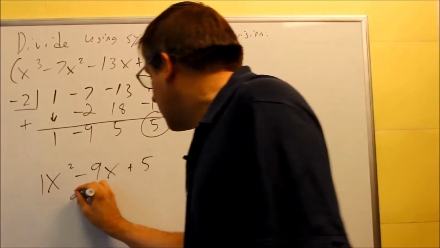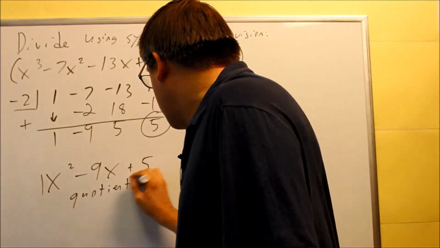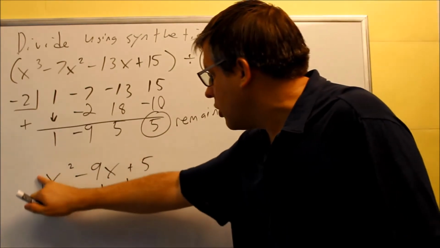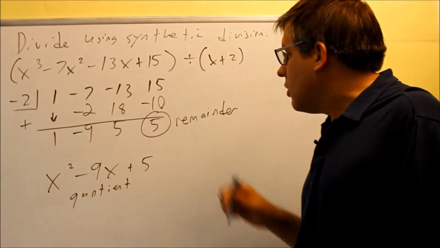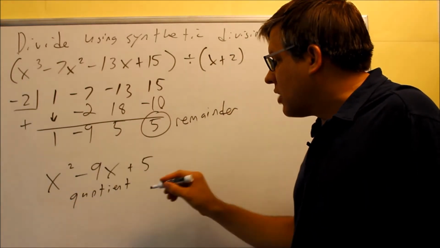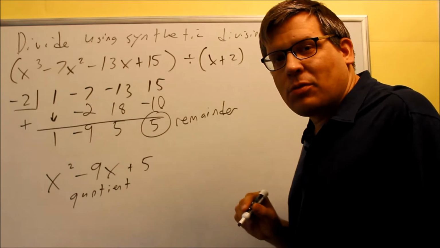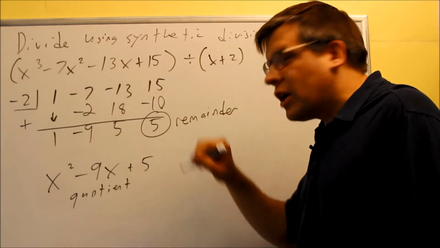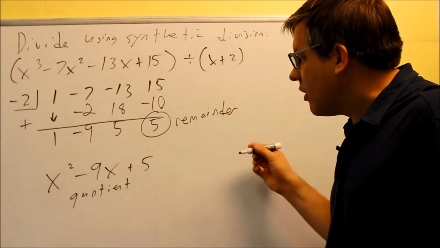This part right here is called your quotient. Again, we don't even need the 1 there. And this is going to be your remainder. Sometimes they may ask for the quotient and remainder separately, and sometimes they may ask you to write the whole answer out. Now if you write the whole answer out, here's what it looks like.